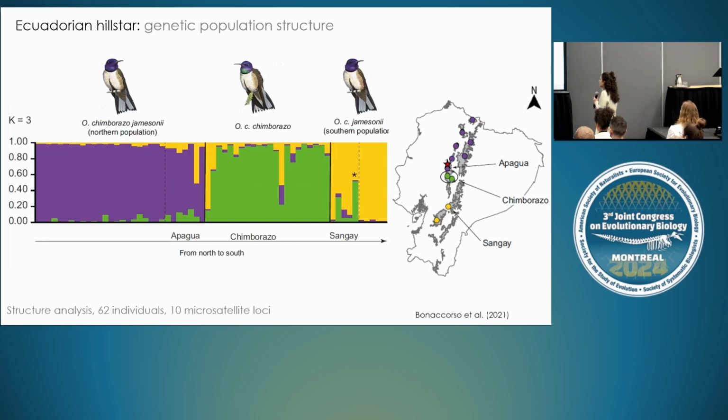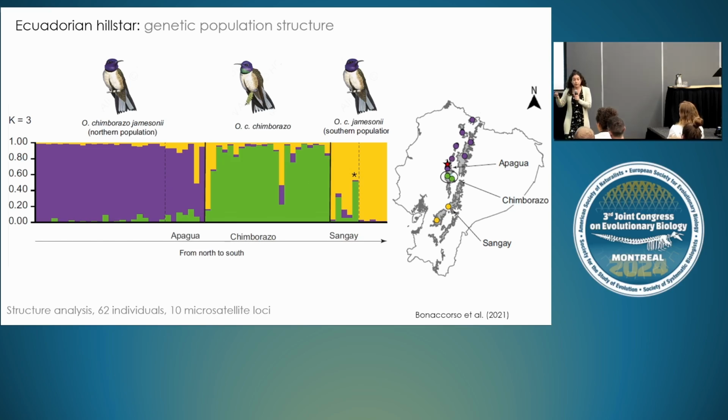What we have here is a north to south pattern of divergence, right? We have the northern population that is mostly a group. This is the best K. Then we have the central population, Chimborazo, in green. And then we have the southern population in Sangay. What we are seeing is a little bit of a mixture between north and center, and a little bit of a mixture, sometimes a lot, between the center and the south.